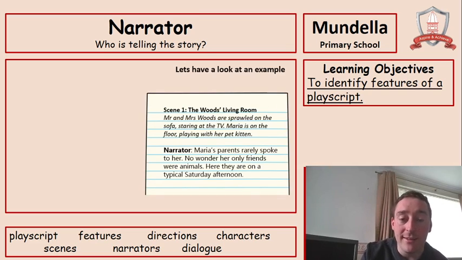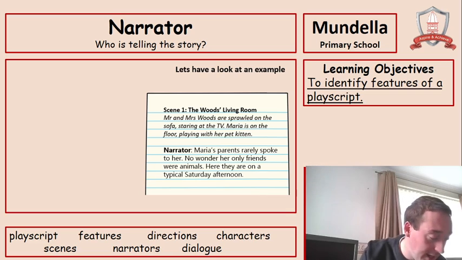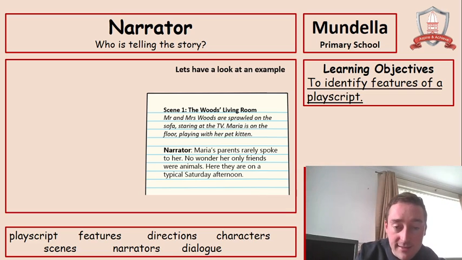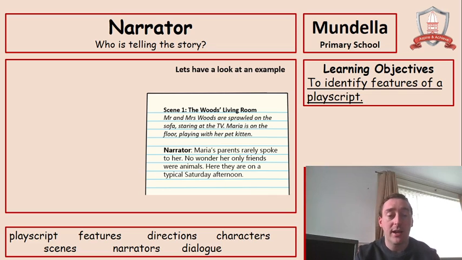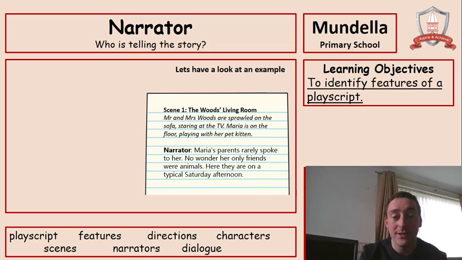So, based on our example, we can see that in scene 1, the woods are in the living room. And it says there, as our narrator says, Maria's parents rarely spoke to her. No wonder her only friends were animals. Here they are on a typical Saturday afternoon. And then it will go into the dialogue and the characters talking to each other. So we'll see if we can fit in a narrator.